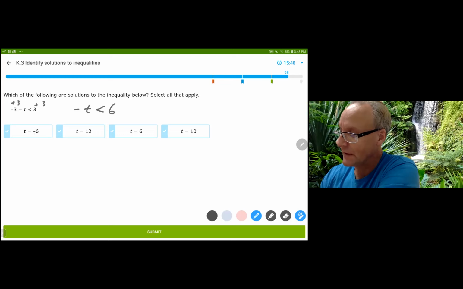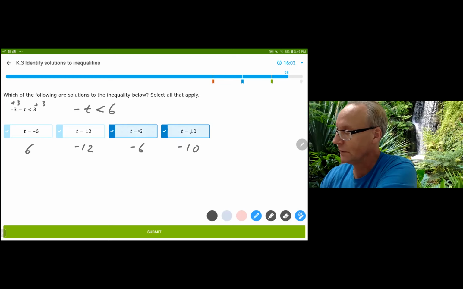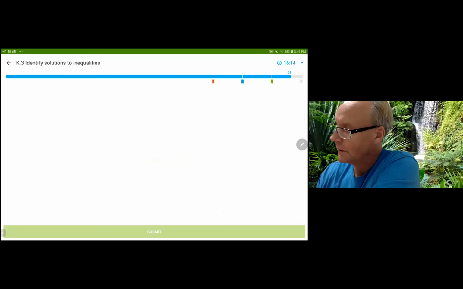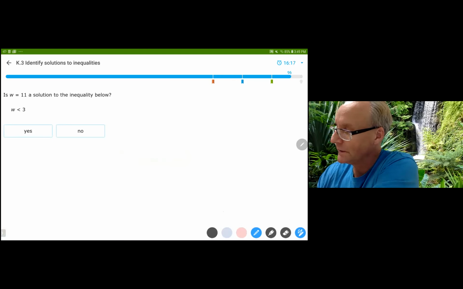So the opposite of negative 6 is 6. The opposite of 12 is negative 12. The opposite of 6 is negative 6, and the opposite of 10 is negative 10. This one is less than 6. This one is less than 6. This one is less than 6, but this one is equal to 6. So this one is out. It's just those 3. And we're almost there. This one is w equals 11 a solution? Of course it's not. 11 is not less than 3.